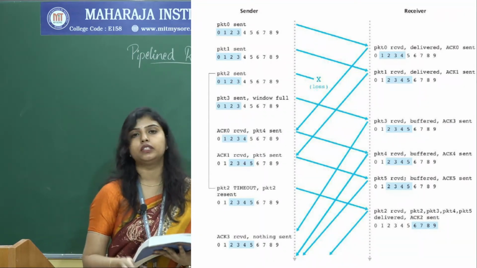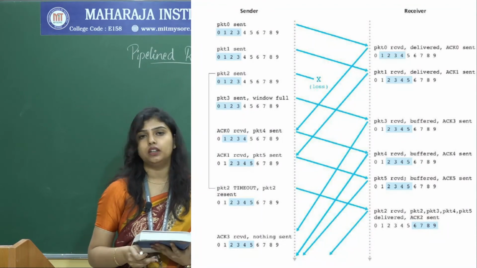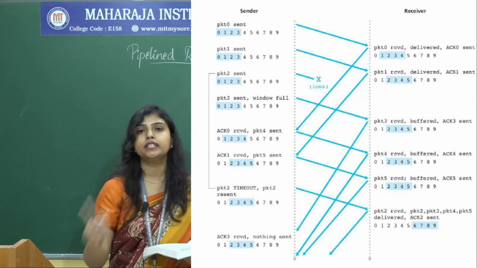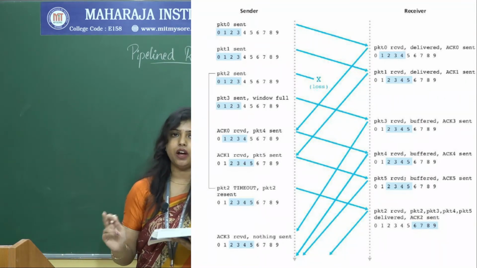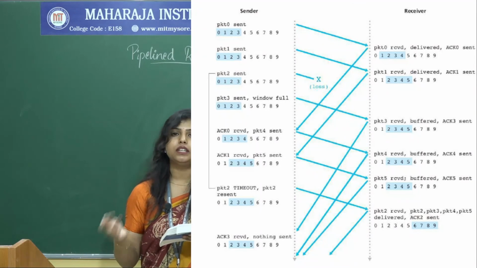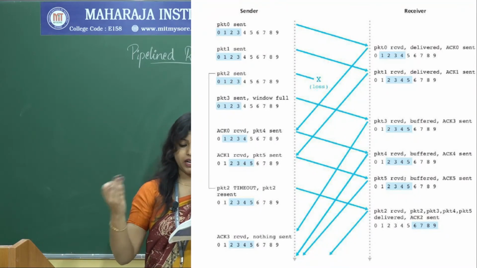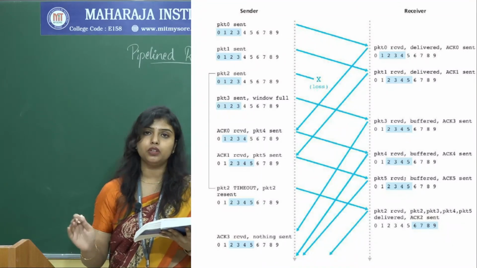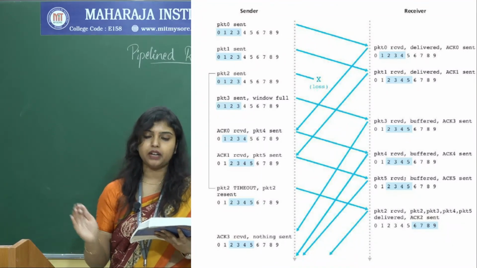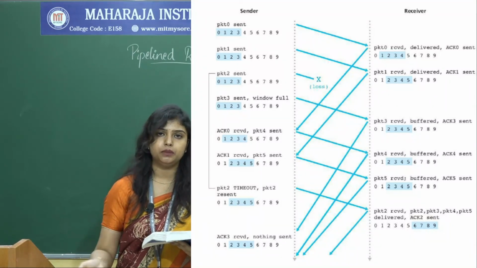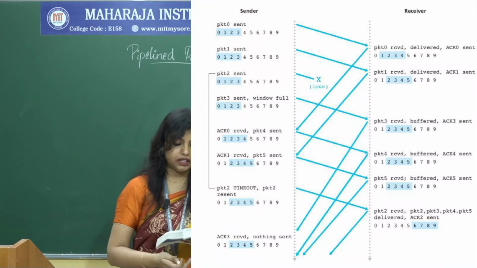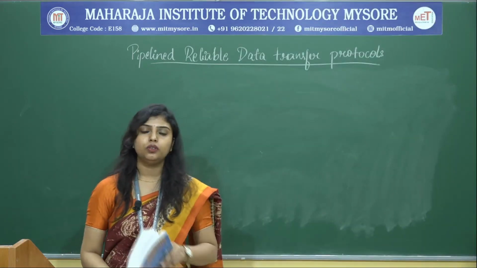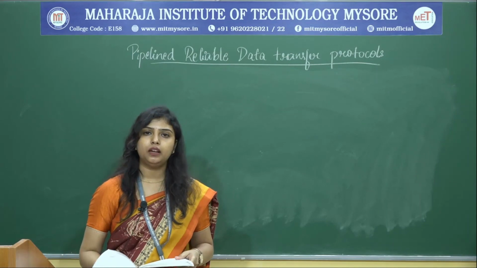Now let us look over there: the packet 2 timeout has occurred, so only packet 2 is sent from the sender to the receiver. After receiving packet 2, the receiver will deliver packet 2 and all those packets that were buffered, packet 3, packet 4 and packet 5. They are taken out of the buffer and delivered to the upper layer. So, we are at the end of the reliable data transfer.